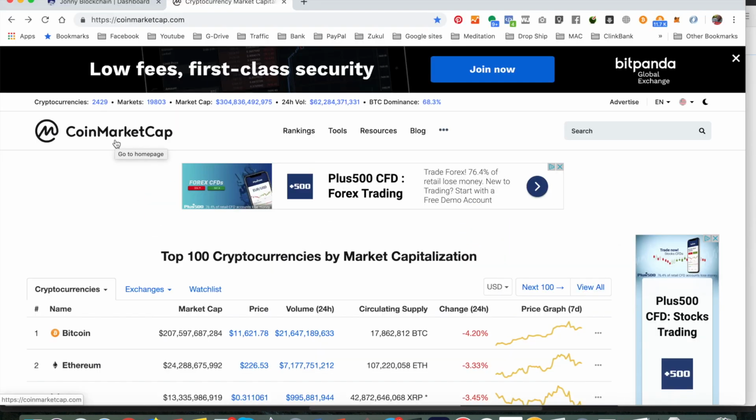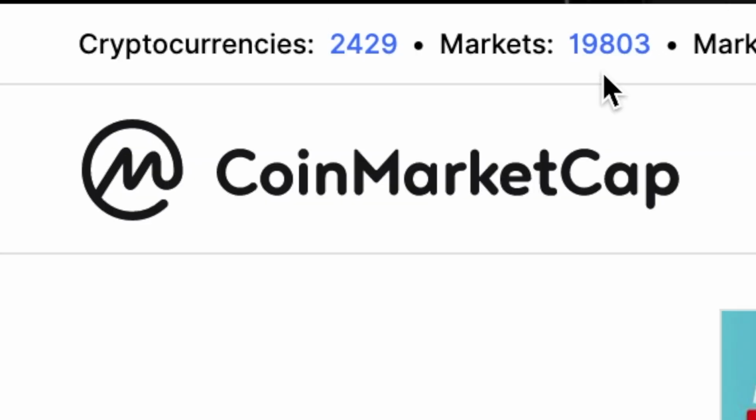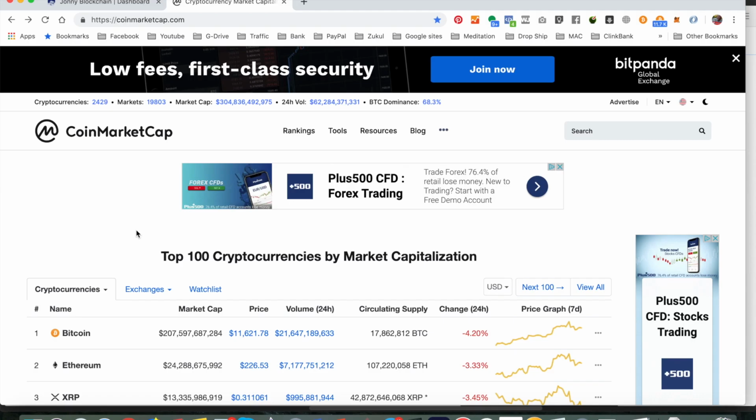The next thing you need to do is to go to a website called coinmarketcap.com. You'll find the link for that in the description as well. Once you're on CoinMarketCap, you will see in the top left-hand corner there's 2,429 cryptocurrencies in just over 19,000 markets. So what we're going to do in this video, we're just going to cover Bitcoin. Of course, you've got 2,429 coins to choose from, and some of them have a lot more profit to be made than just using Bitcoin.